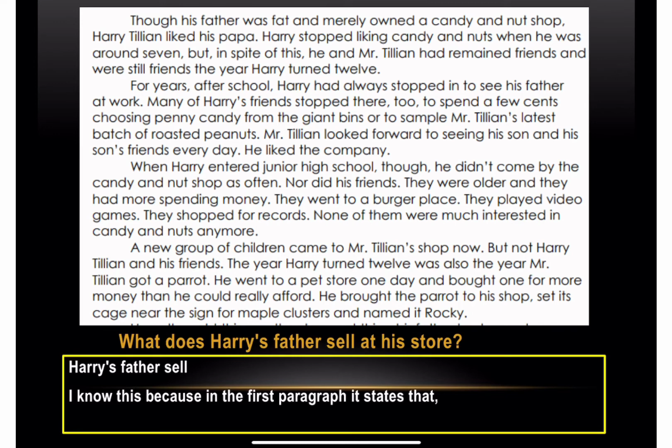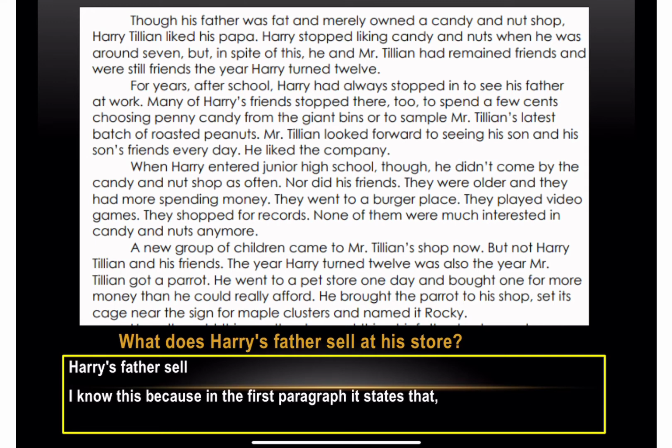The year Harry turned 12 was also the year Mr. Tillian got a parrot. He went to the pet store one day and bought one for more money than he could really afford. He brought a parrot to his shop, set it near its cage, near the sign for the maple cutters, and named it Rocky.